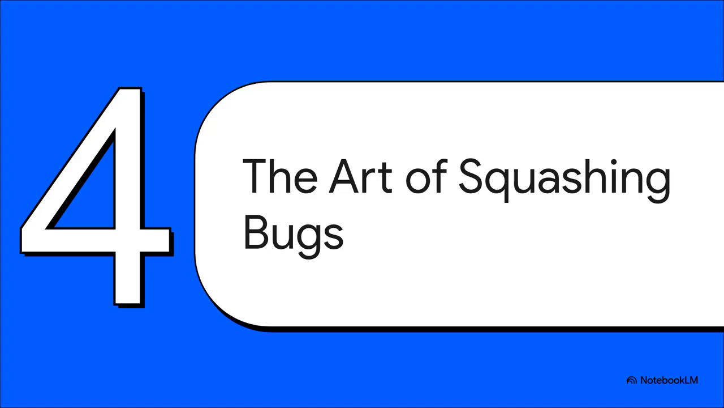So our program is getting pretty sophisticated. We've got a plan, we've got variables, we're using loops. But let's be real for a second. What happens when it breaks? Because trust me, in programming, things always break. Welcome to the art of debugging.